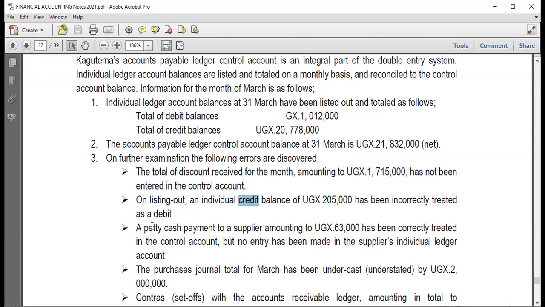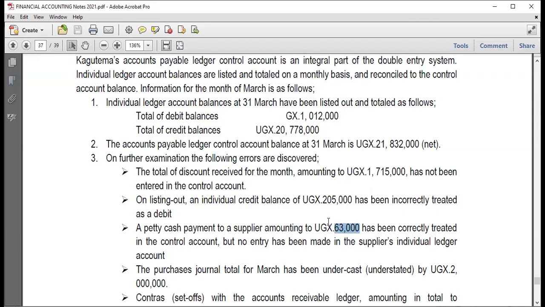So in the same way, we also had a similar case here where they say that a petty cash payment to a supplier amounting to 63,000 had been correctly treated in the control account. So this we also didn't tackle, because it was already treated right in the control account. But then they are telling us that no entry had been entered in the supplier's individual ledger accounts. So we should basically make this entry within our supplier ledger account.